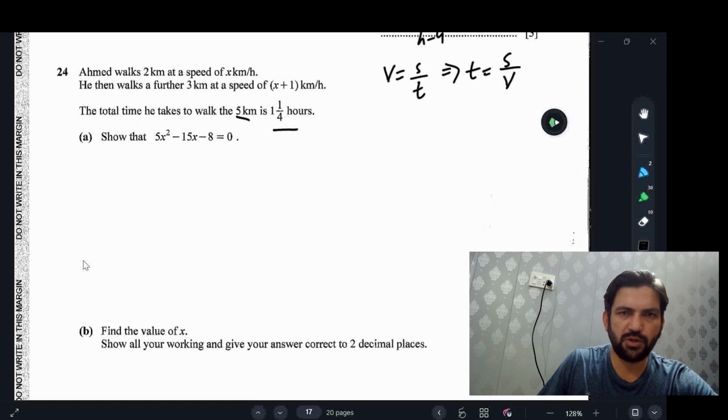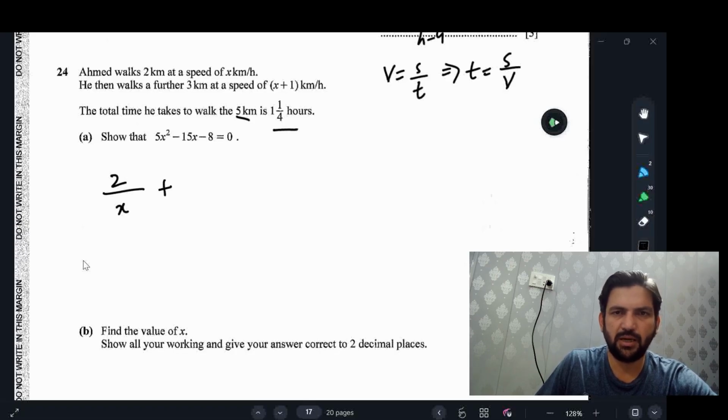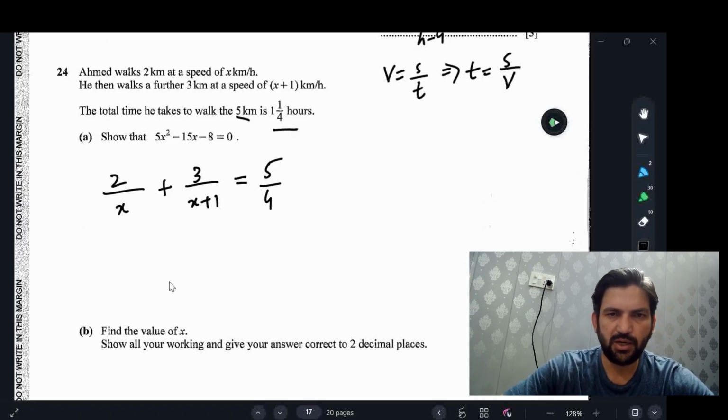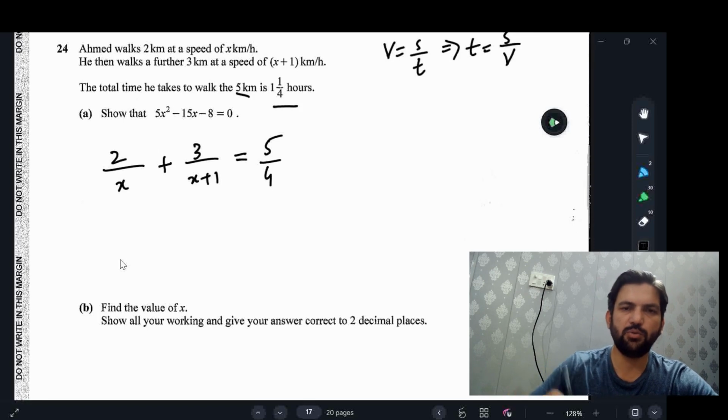So for the first 2 km, the time should be equals to 2 divided by x, because the speed is x, plus for the next 3 kilometers the time should be equals to 3 divided by x plus 1, and this should be equals to the total time. The total time will be 5 by 4. Now this one is a very basic question, and we know that once you decode the word problem, you will easily find out the final answer.